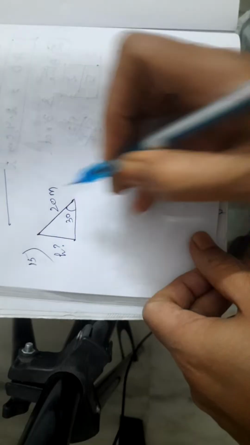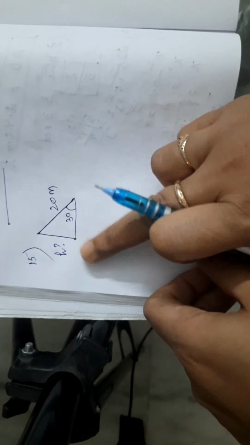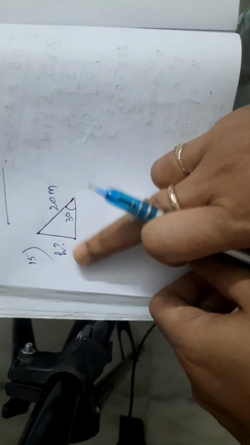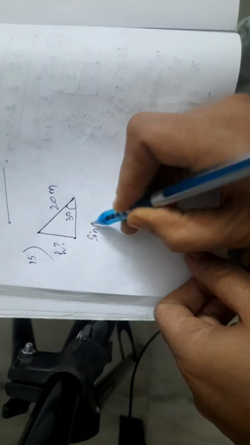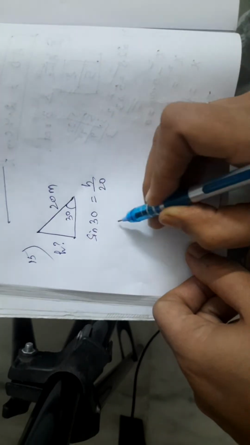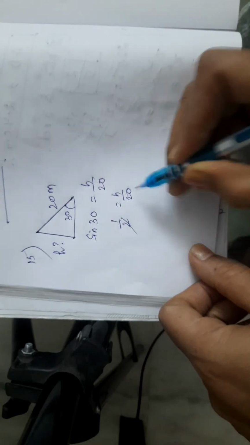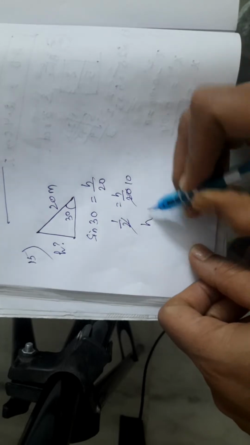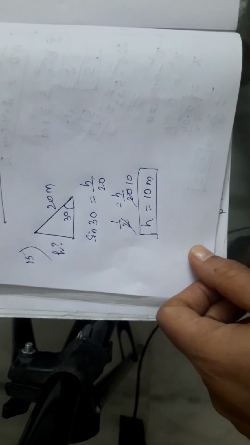So this is the question mark. Let it be h, and the hypotenuse. Here perpendicular and hypotenuse are in relation, so this comes under the sine ratio. Sine 30 is h upon 20. Sine 30 is half, so half equals h upon 20. Cancel them, so height is 10 meter. Height of the pole is 10 meter.